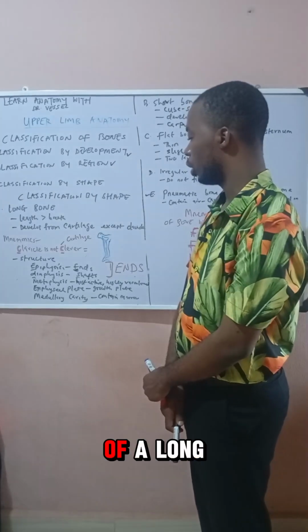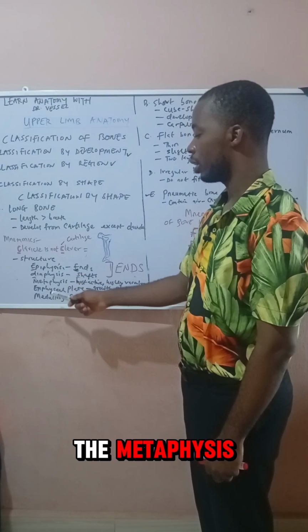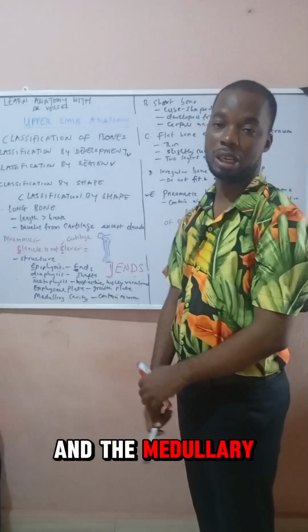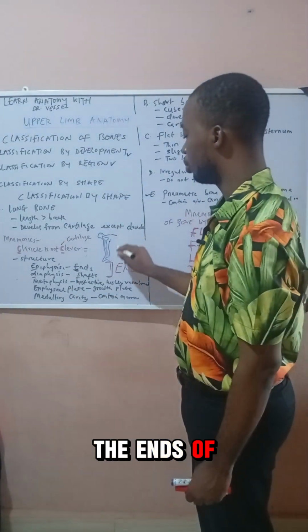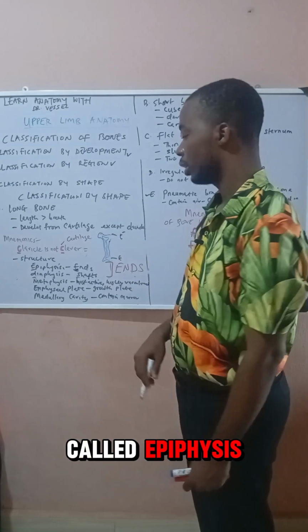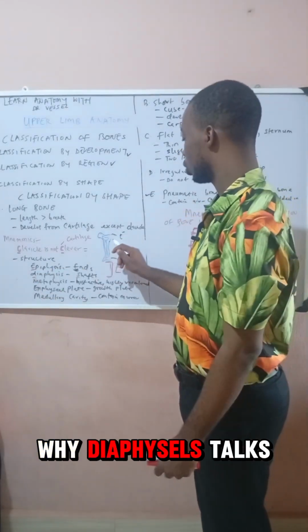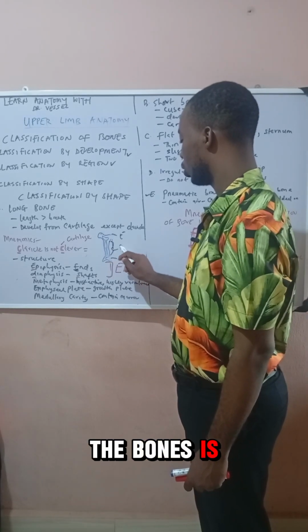Now the structure of a long bone: we have the epiphysis, the diaphysis, the metaphysis, the epiphyseal plate, and the medullary cavity. The epiphysis is the ends of the bone. The ends of the bones are called the epiphysis, while the diaphysis is the shaft of the bone. The shaft of the bones is called the diaphysis.